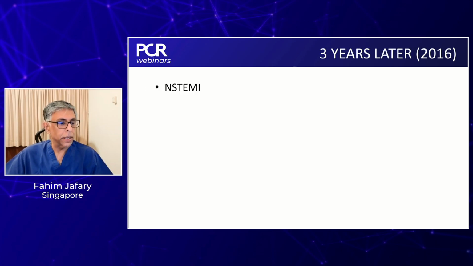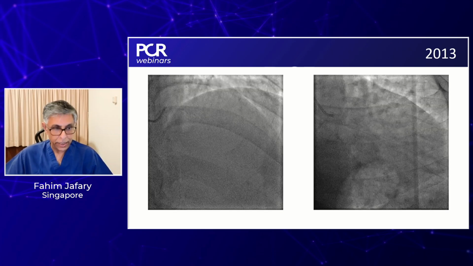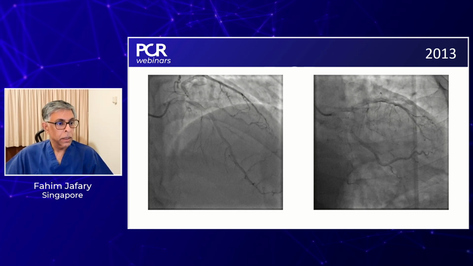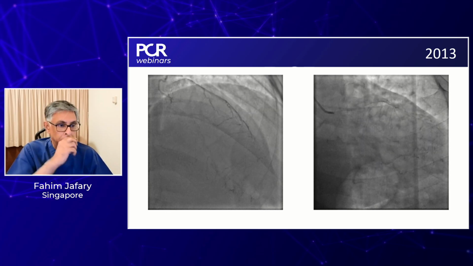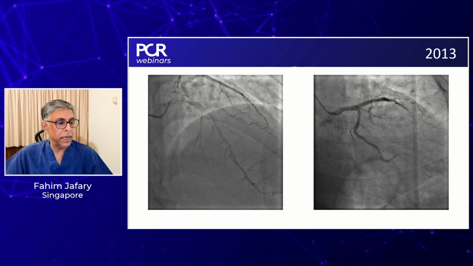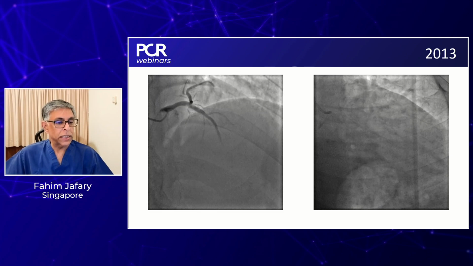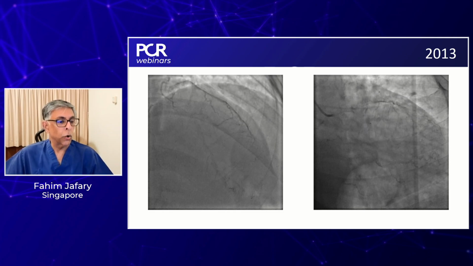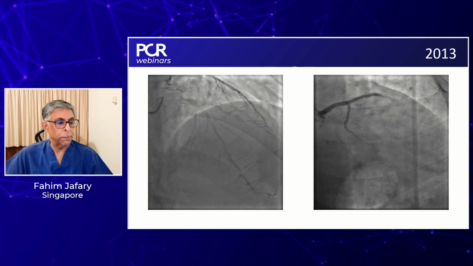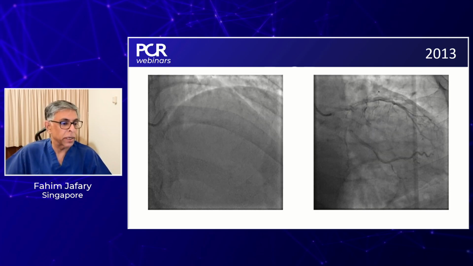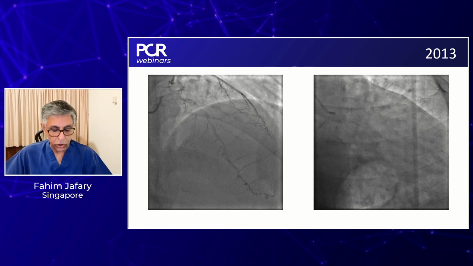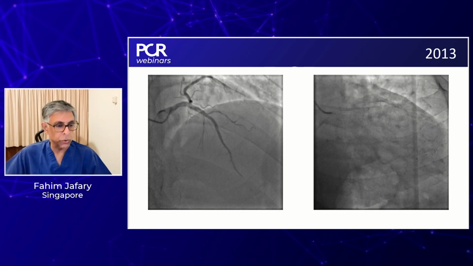2013, if I could go back again. So at the time in 2013, if you look on the left side, the LAD was disease-free. And on the right side, you can see the ostial circumflex was quite okay. And that's important to keep in mind. On the left side, you will see that the circumflex has a sort of vertical takeoff in this view. And the ostium of the circ, you can see it quite well over there, is quite okay.